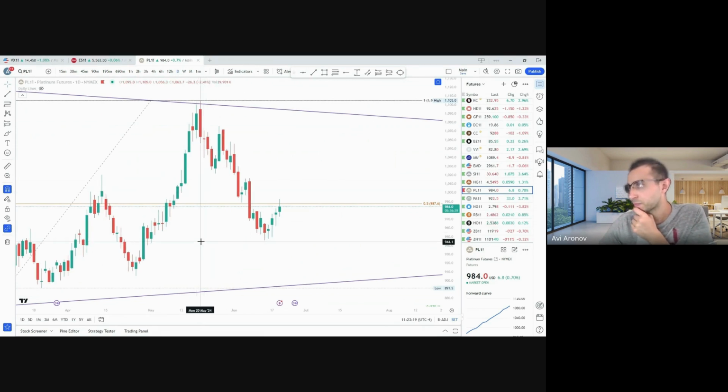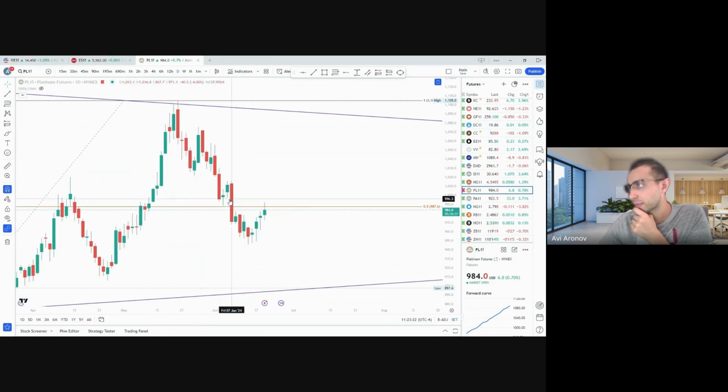Okay, so what we are looking at, this is an okay zone, but it's not as high probability as we will want to see.